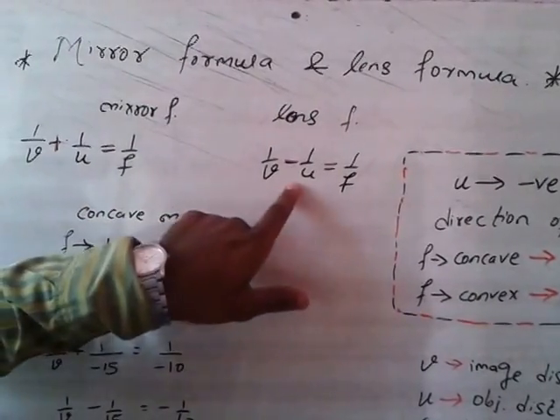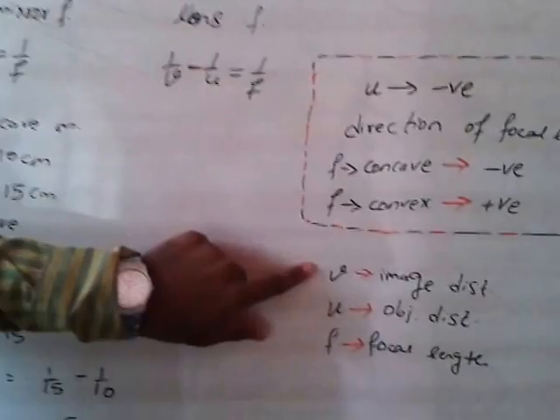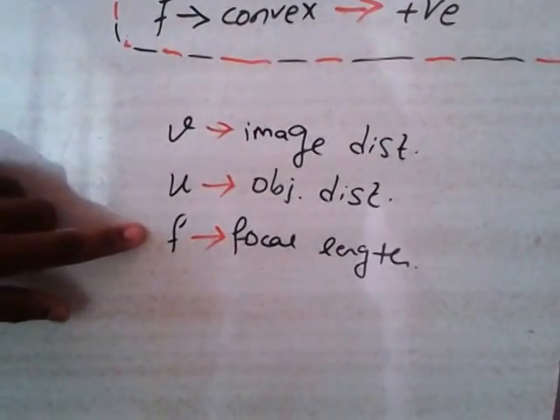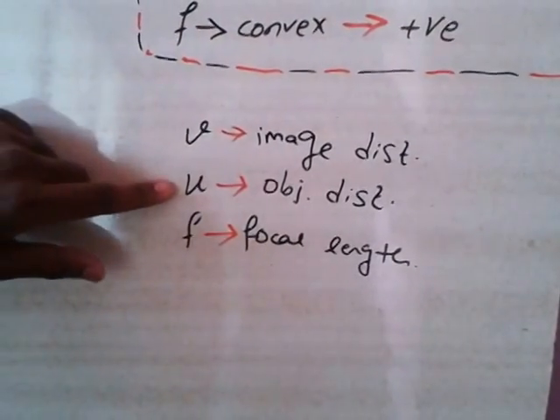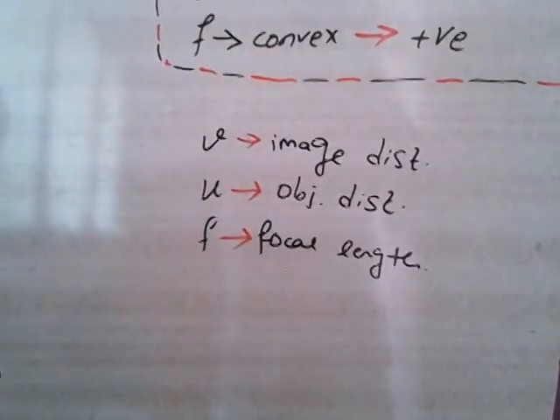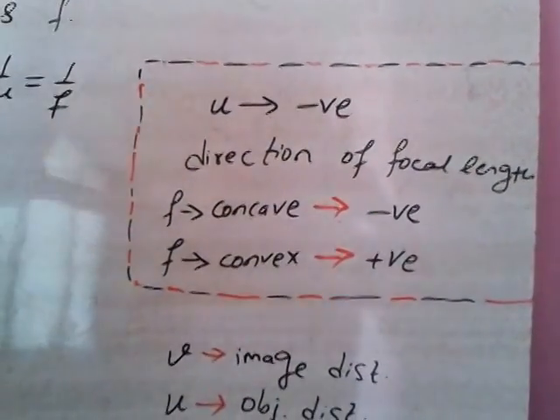In lens formula it is minus, in mirror formula it is plus, where V is your image distance and U is your object distance and F is your focal length. So V is basically the distance between the image and pole, U is the distance between your object and the pole, and F is the focal length. So remember this basic point. This is important tips for you.